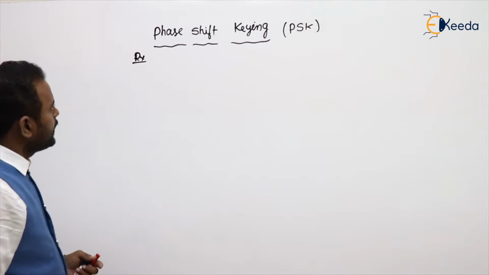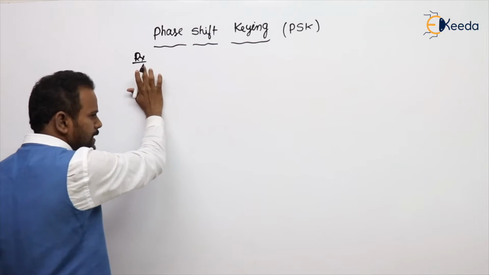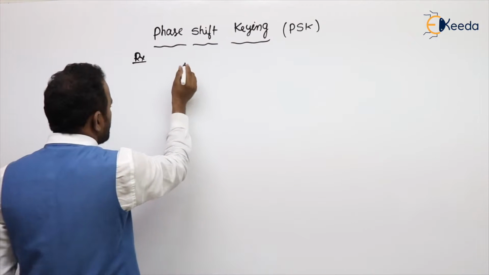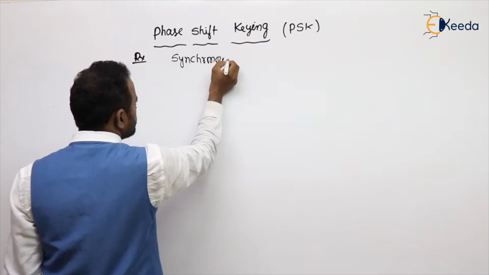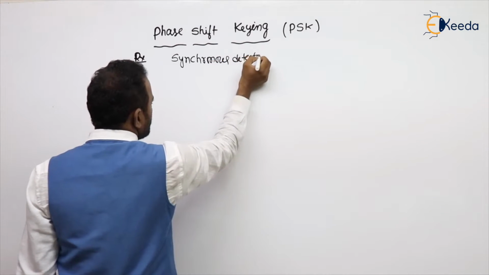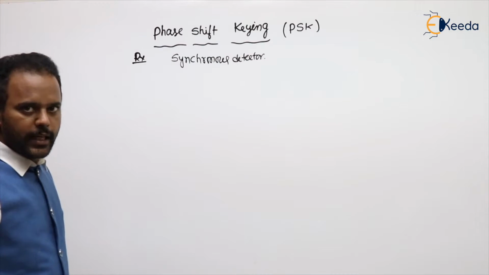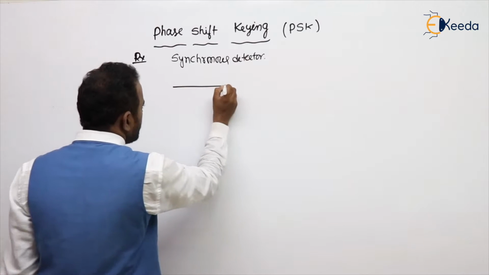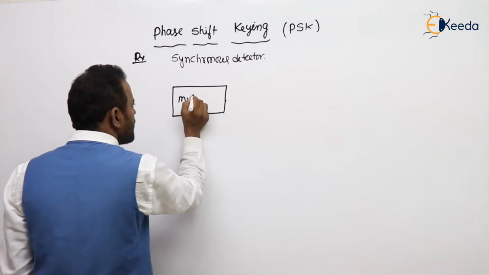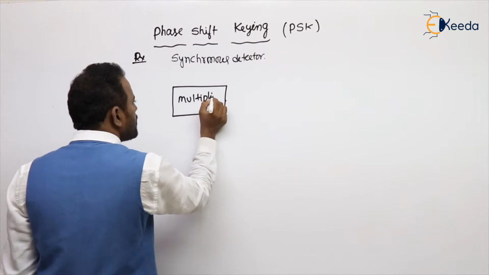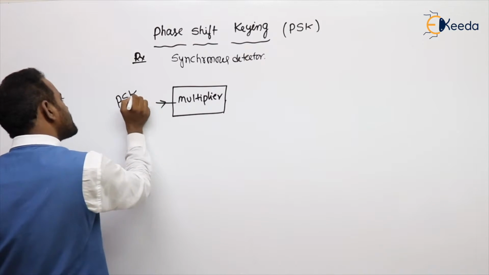Now see the demodulation of a PSK scheme. For demodulation on the receiving side, for PSK also, we are using a synchronous detector. What is a synchronous detector? We already know that a synchronous detector is nothing but a multiplier followed by a low pass filter. So the first block is the multiplier. What is one input of the multiplier? The modulated signal, that is the PSK signal.